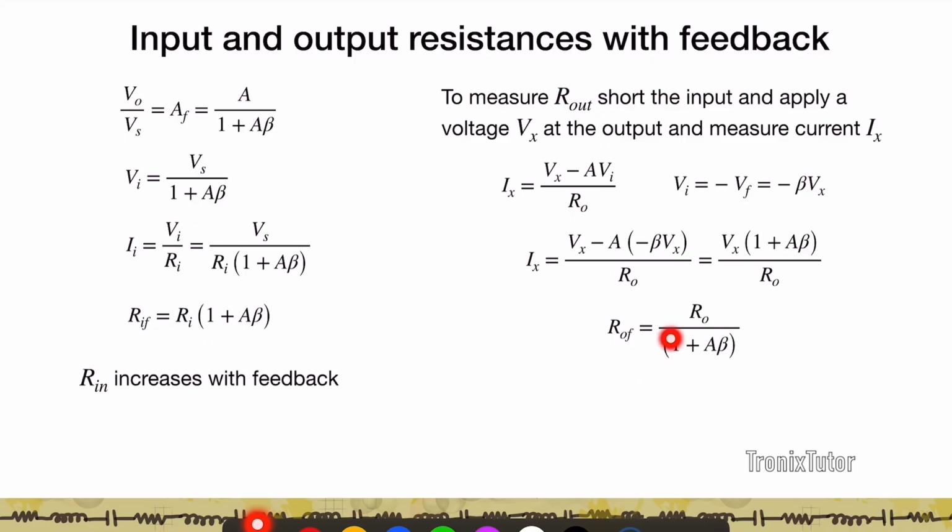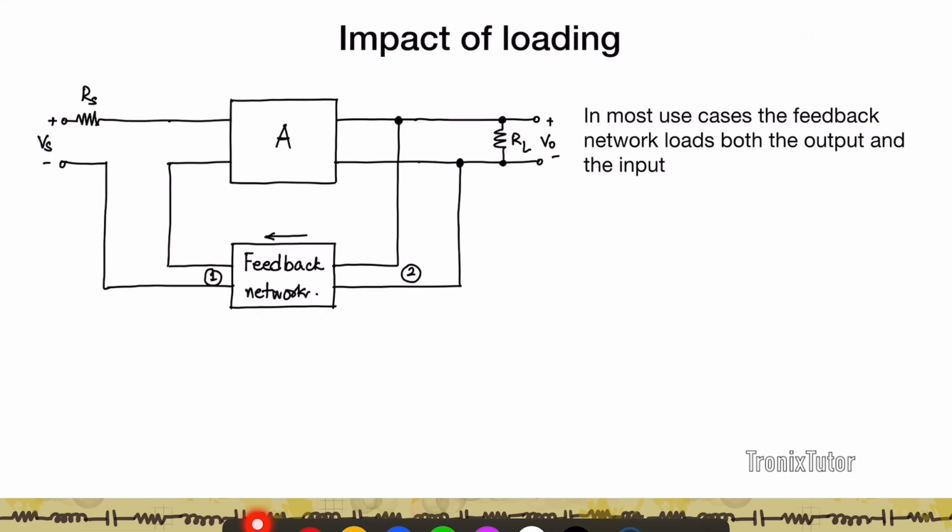So again, this 1 plus A beta is an important term. It's kind of the amount of feedback they've applied to the circuit, and it dictates how much the increase in RIF is and how much the decrease in Rout is.